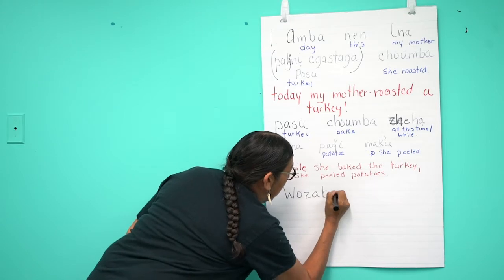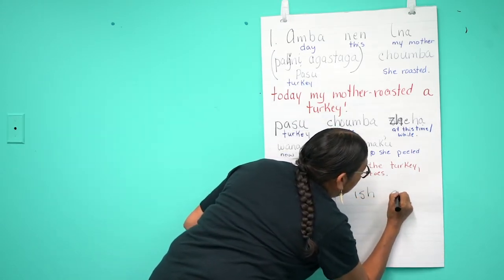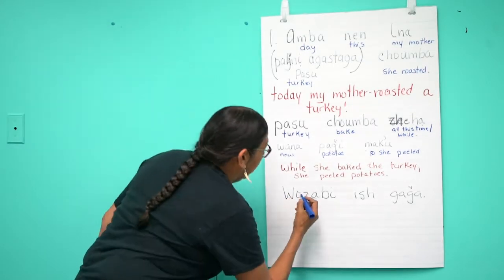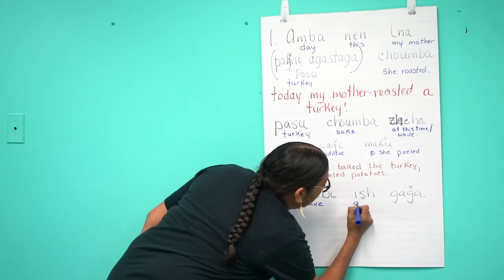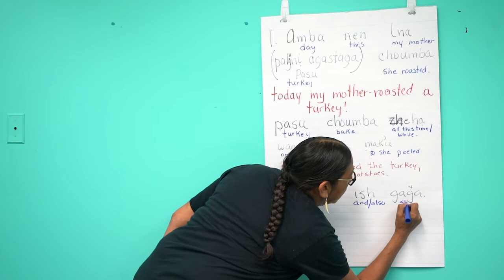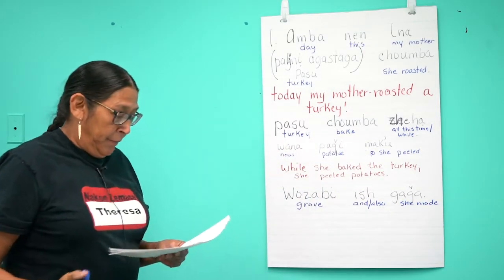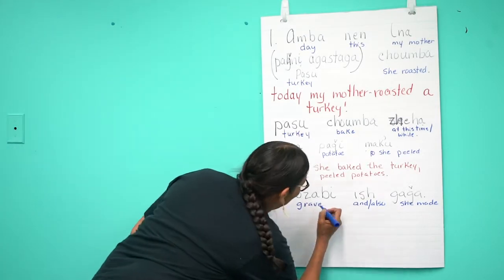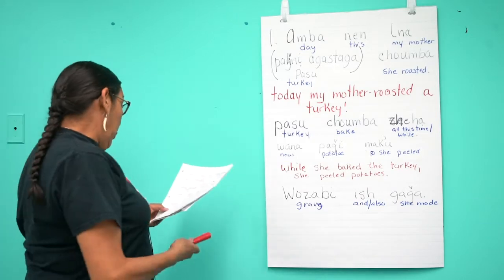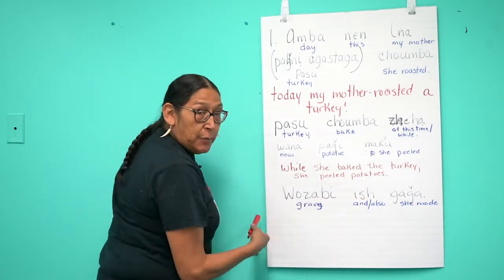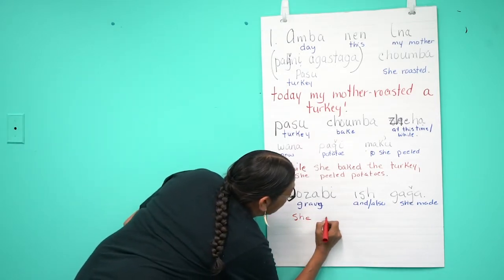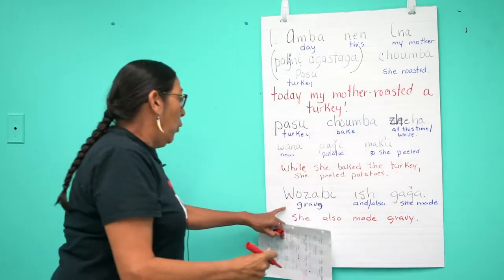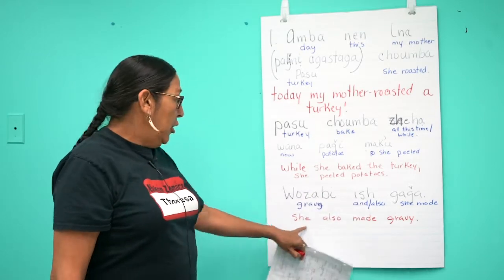Wojabi ish gara. Wojabi is gravy, and ish is also, gara is she made. And gravy needs a Y, not an E. What you see is she also made gravy. That's what it translates into. She also made gravy.